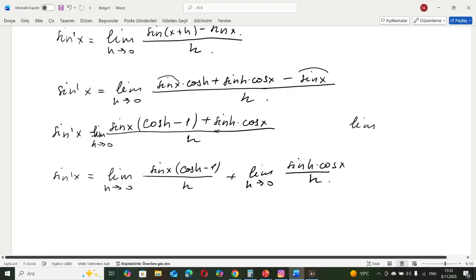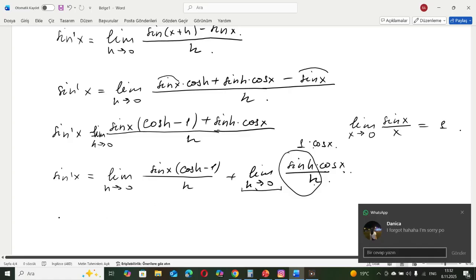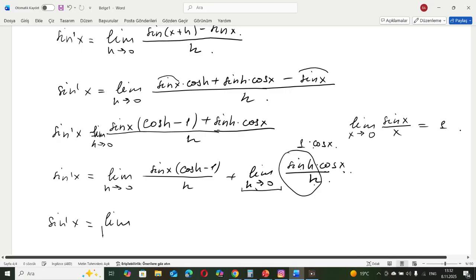And we have the rule that when x goes to 0, sine x divided by x gives us just 1. So we can see the sine h divided by h when our h goes to 0, and this expression just gives us 1. So we have the cosine x here, and that doesn't depend on h, so times cosine x. What we have here is the derivative of sine x equal to the limit when h goes to 0 of sine x times (cosine h minus 1) divided by h, plus just 1 times cosine x, which gives us just cosine x.